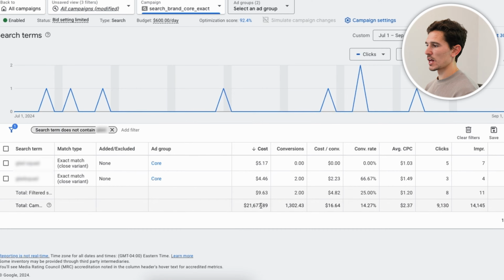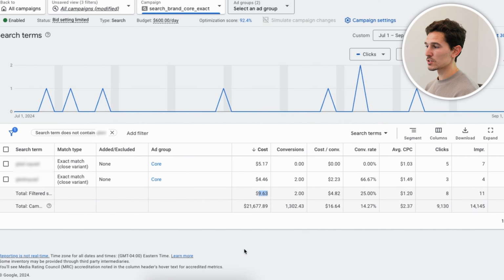Of the $21,000 we spent on this campaign, $9 have been spent on keywords that are not perfectly applicable to our brand name. So that's really good, right? Of the 14,000 impressions, 11 impressions were on keywords that we don't really care too much about. So I take that as a big win. And funny thing is, these actually resulted in 2 conversions, which is pretty crazy.